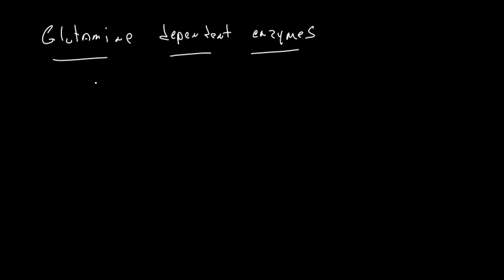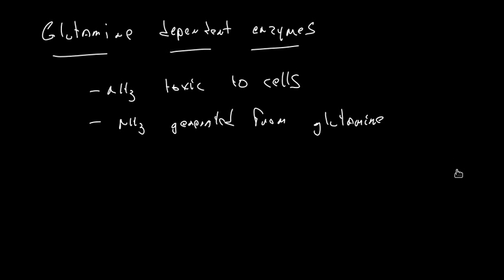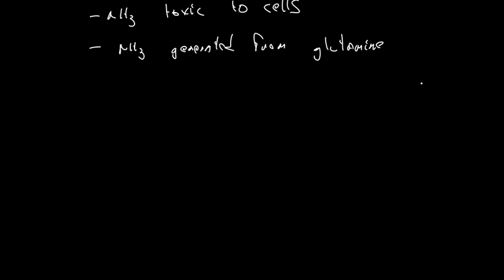In the introduction, we talked about how ammonia is toxic to cells and how ammonia is generated from glutamine. Let's take a look at how this glutamine is converted to glutamate and generates ammonia.